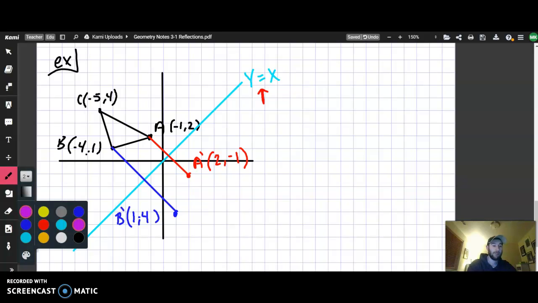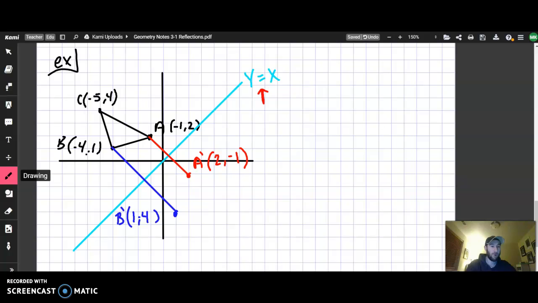Now, last but not least, we have point C, and this one's a little bit further away, so we're just going to have to do more counting. And so from point C, we have 1, 2, 3, 4.5. So there's our half. 1, 2, 3, 4. And here is our point C prime, which is at 4 on our X and -5 on our Y.